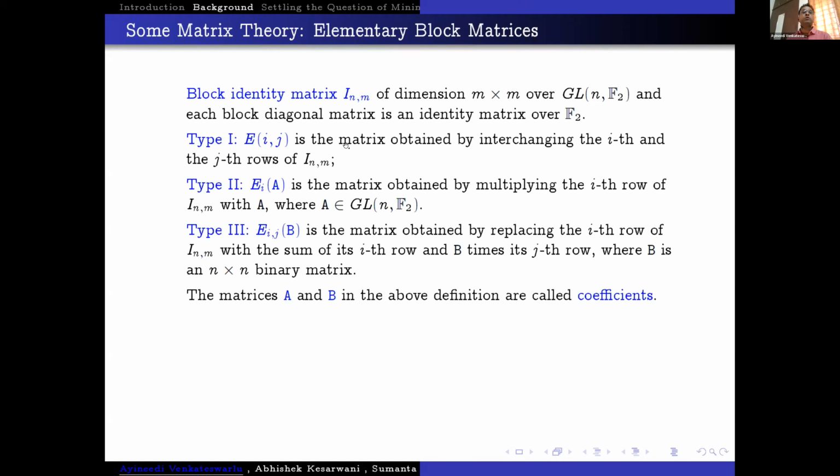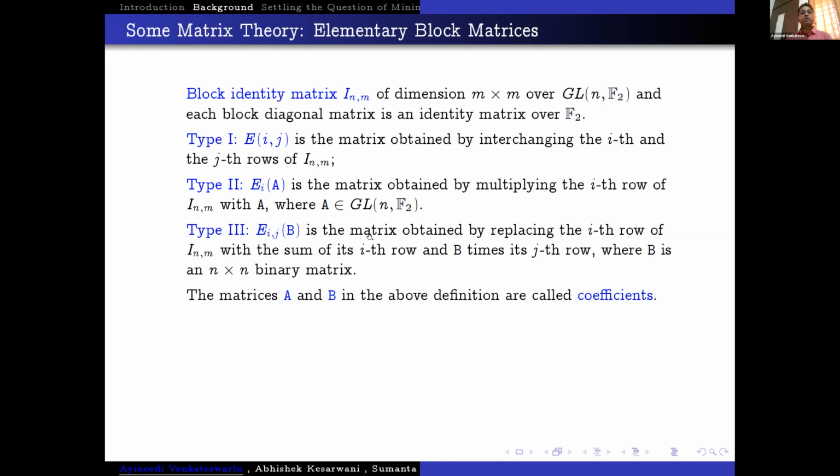There are three types of elementary matrices corresponding to three types of elementary row operations. The first one corresponds to interchanging two rows of a matrix. The second one corresponds to multiplying a row by a non-zero scalar. The third one corresponds to adding a scalar multiple of a row to another row. These are denoted by Eij, Eij(A), Eij(A, B), where A and B in the case of block matrices are n by n matrices, known as coefficients, and i, j are the indices. Here B can be singular, but we wanted matrix decompositions using type 3 matrices with non-singular coefficient matrices.